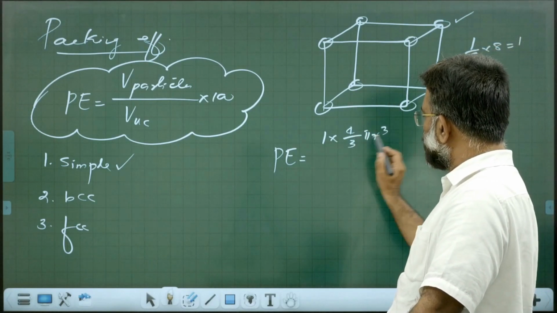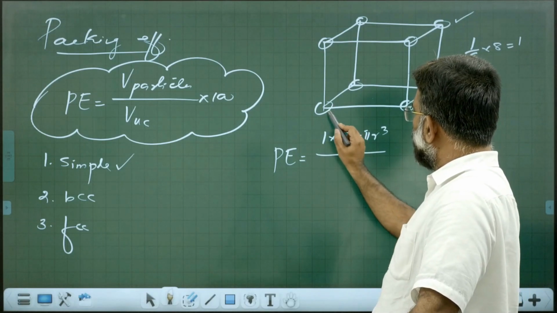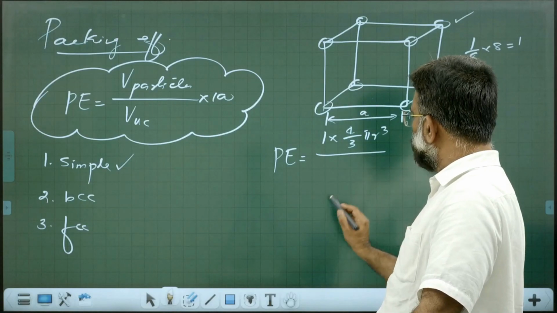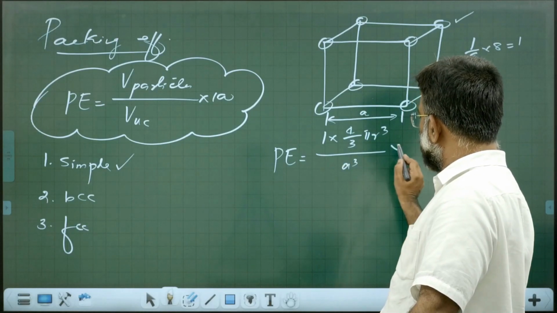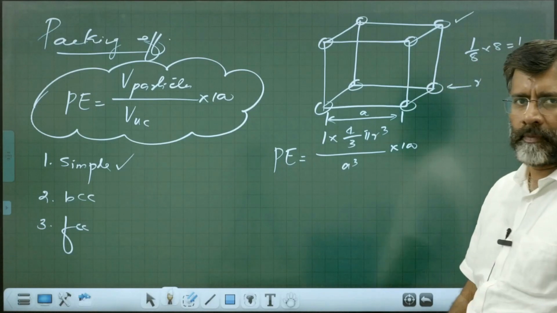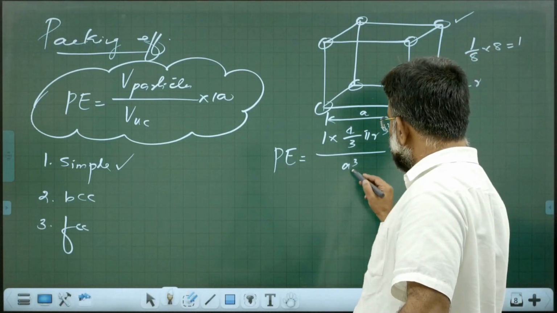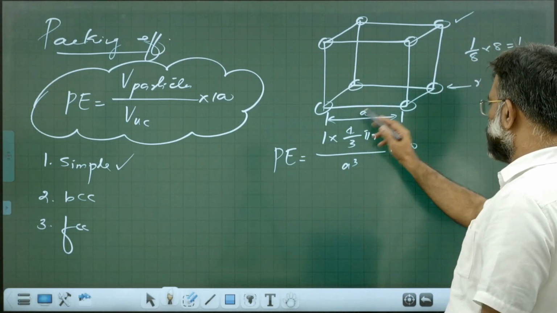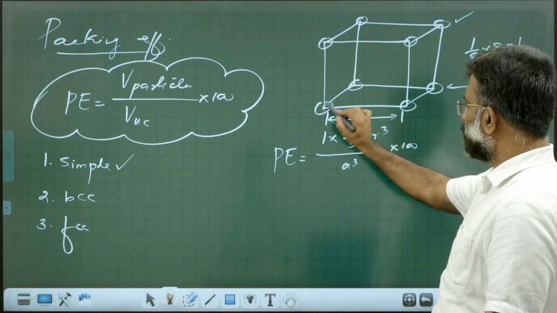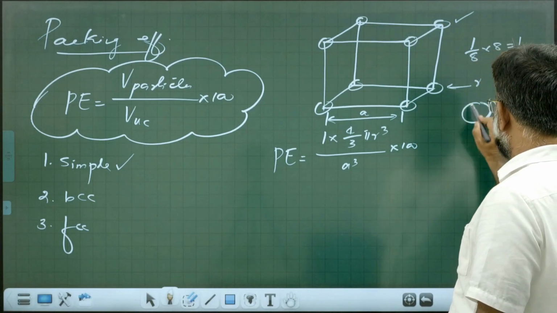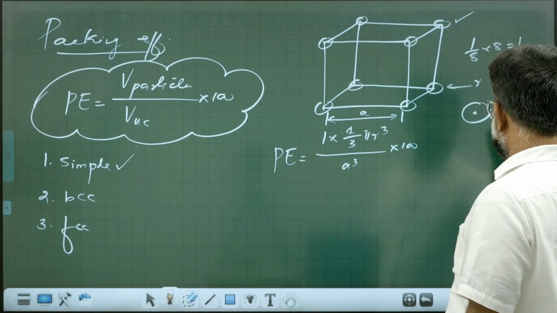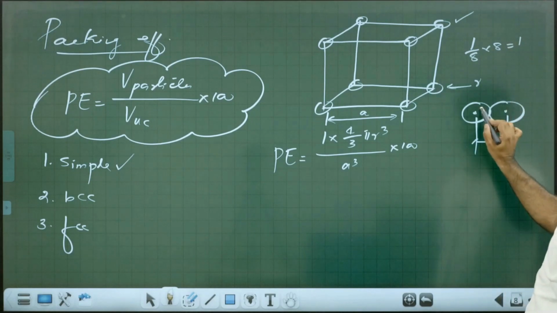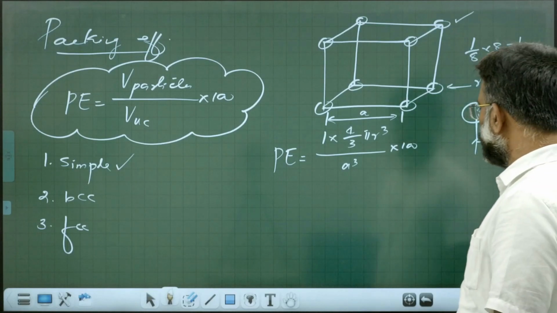It is 4 by 3 pi r cube divided by edge length of the cube. Let it be a. It is a cube, into 100. Now, if you get the relation between a and r, you get the final figure. What is the relation between a and r? Actually, particles are in contact. We are drawing the open structure. This is a, this is a, and it is 2r. a is equal to 2r.